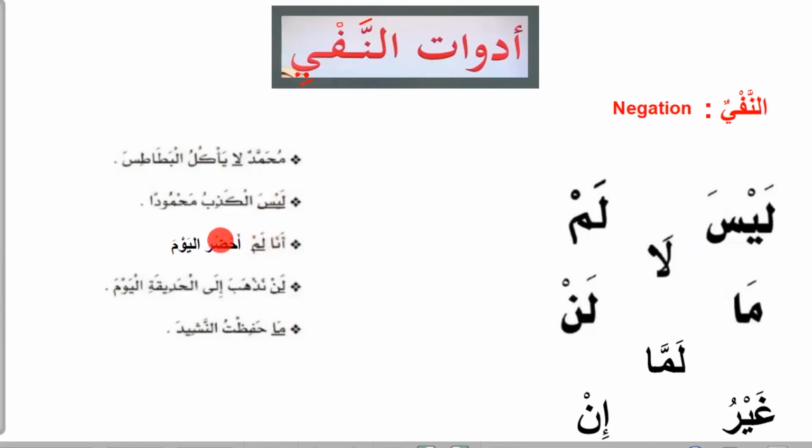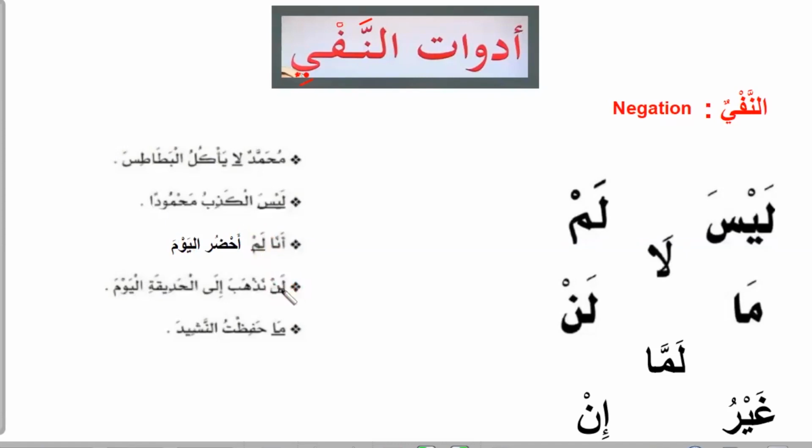So, ana lam ahduru al-yawma. Maybe there is a class where the student, the one speaking, the mutakallim, didn't attend. Ahduru is from hadara, to be present. So ana lam ahdur al-yawma, I wasn't present today. So lam here means wasn't.